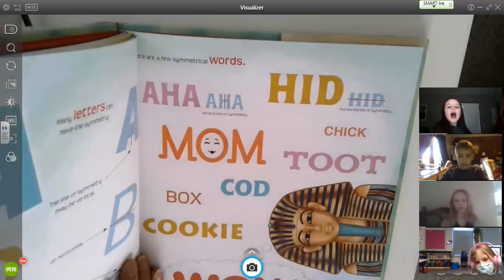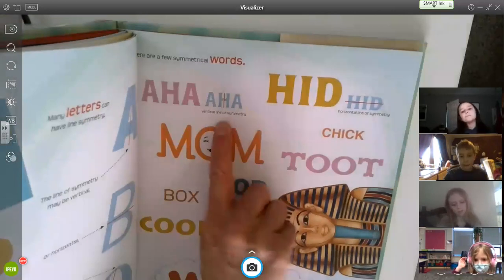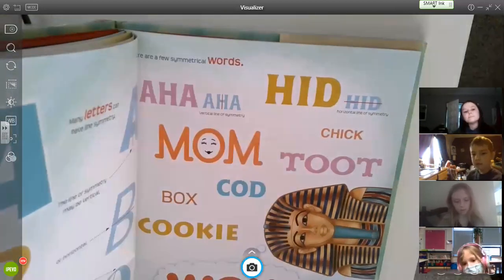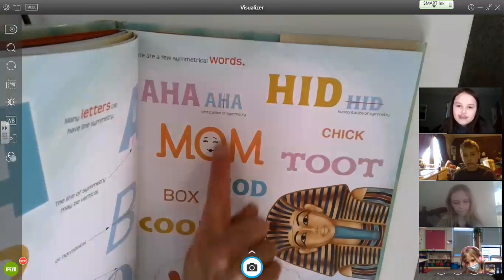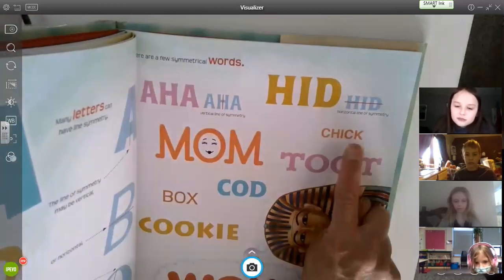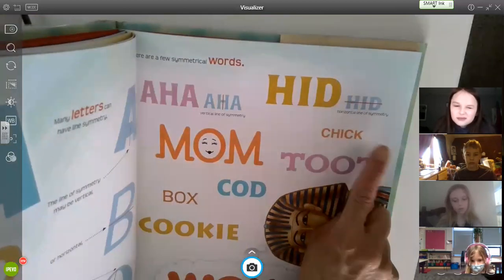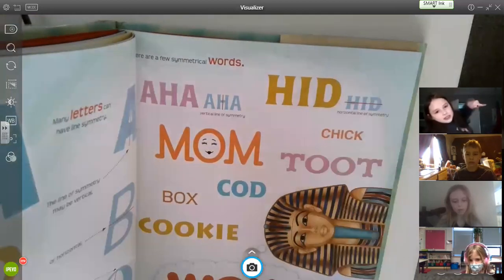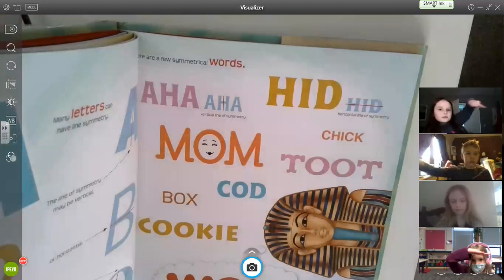If you cut it down that way and folded it, girls, can you give me whole body? Thanks. Mom, if I cut it down here and folded it, it would match. Toot. Now chick would have to go which way? Show me on your hands. Horizontally or vertically for chick to be?